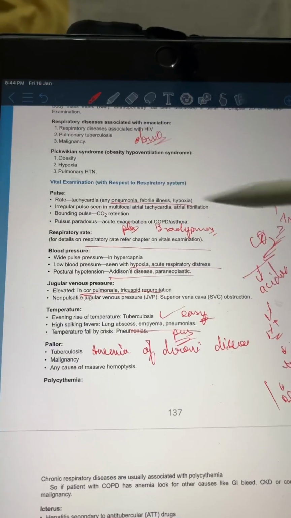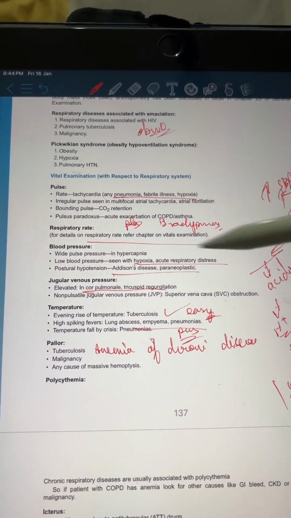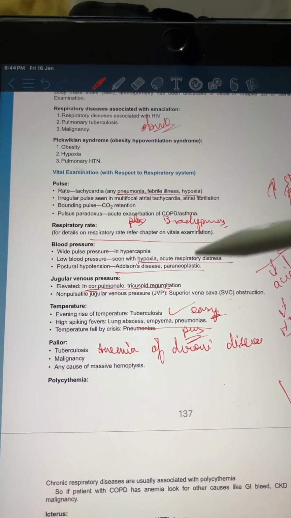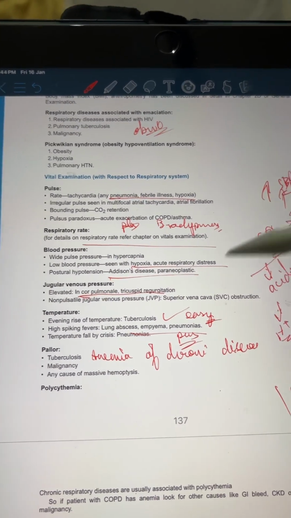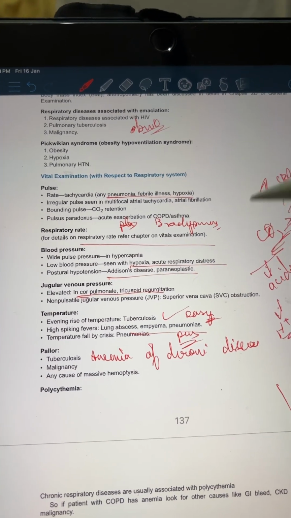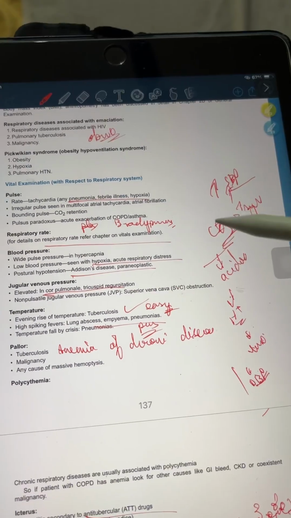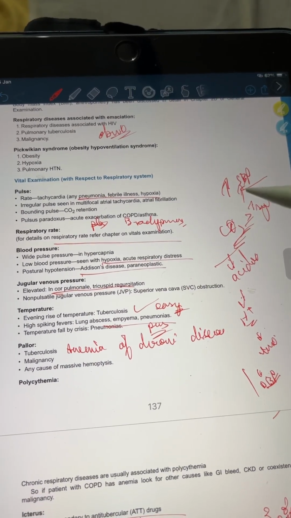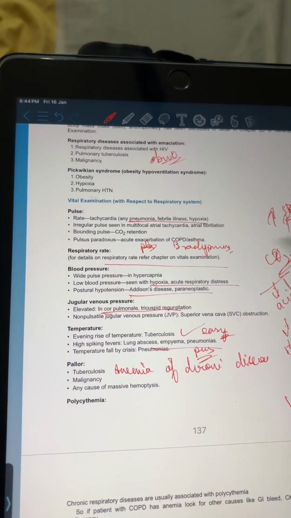Low blood pressure is seen in hypoxia and acute respiratory distress. In hypoxia, what happens? The cells are not getting oxygen, so they shift to anaerobic metabolism. That is lactic acid release. This lactic acid release causes H plus, an increased acidic condition. Again, this H plus is causing vasodilation. There is no CO2 to increase sympathetic drive, so only vasodilation. That's why decreased blood pressure is happening.